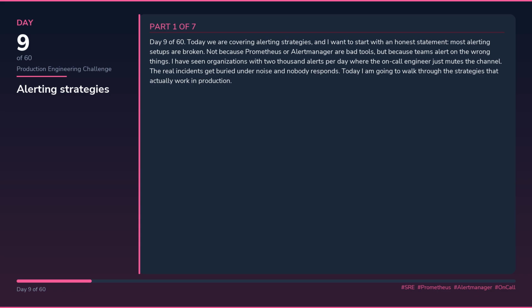Day 9 of 60. Today we are covering alerting strategies, and I want to start with an honest statement: most alerting setups are broken. Not because Prometheus or Alertmanager are bad tools, but because teams alert on the wrong things. I have seen organizations with 2,000 alerts per day where the on-call engineer just mutes the channel. The real incidents get buried under noise and nobody responds. Today I am going to walk through the strategies that actually work in production.